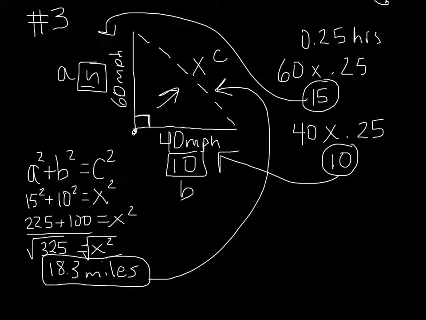So just be careful on this problem to remember that 60 miles per hour and 40 miles per hour, those are speeds. They are not distances. So don't do 60 squared plus 40 squared equals c squared, because that's not going to work out for you. Okay? Make sure that you take into account that 0.25 of an hour and multiply that by each number. If it said 0.50, then we multiply each one by 0.50. If it said an hour and a half, then we multiply each one by 1.5.